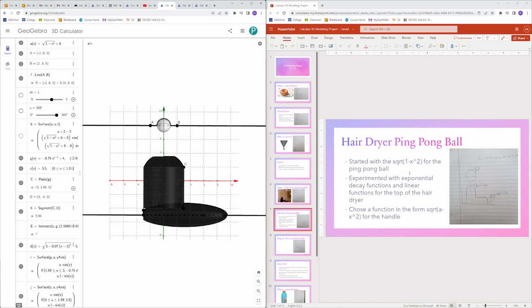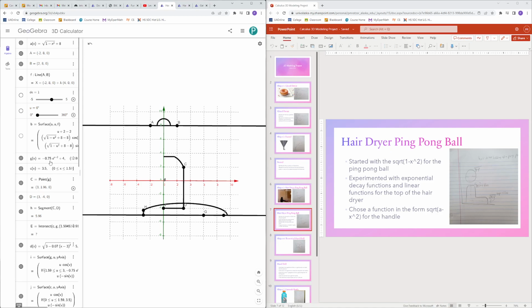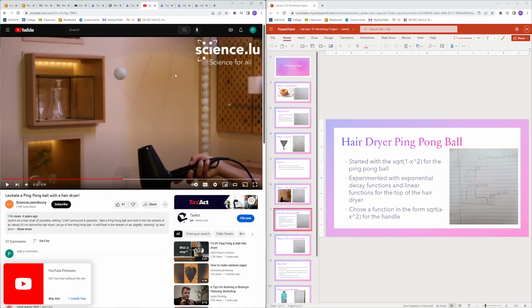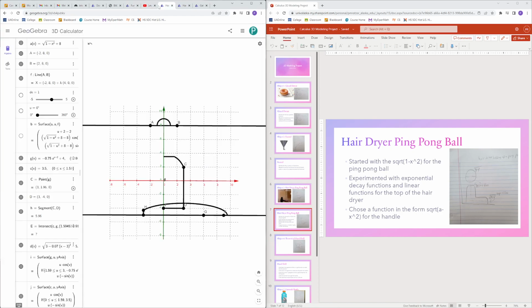Now, I did some different experimentation with exponential decay functions and linear functions, as I knew that was the type of functions that I wanted to use for this. And as you can see right here, this line is the function negative 0.75x e to the (x minus 2) plus 4 on this given x interval. And that creates this sort of curve that we can see in this hairdryer here and in my original sketch of what a hairdryer looks like.